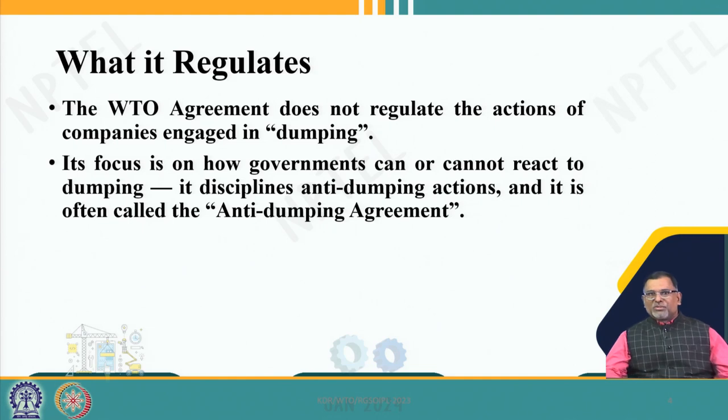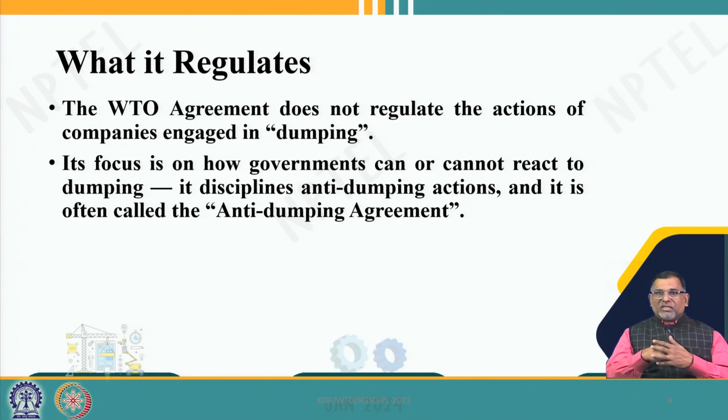So, what does the WTO actually regulate? The WTO regulates the action of dumping by the companies. It is not regulating the companies actually; it is regulating what the governments can do when a company dumps a particular product in a foreign market. The WTO agreement is not concerned about what the companies are doing. Once companies from one country dump a particular product in another country, the two governments are in touch and talk on disciplines: how it can be disciplined, what actions can be taken, and what the prerequisites are for imposing an additional duty, which is known as anti-dumping duty.